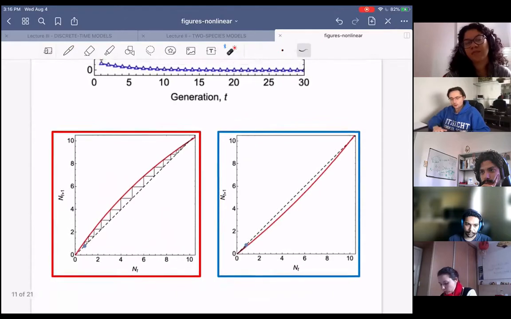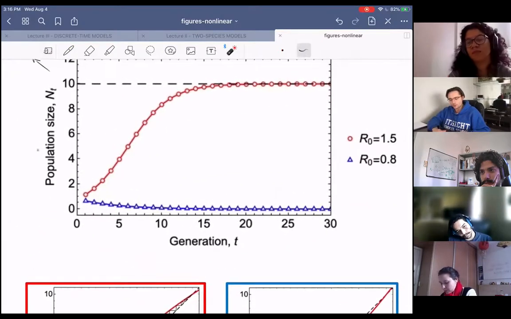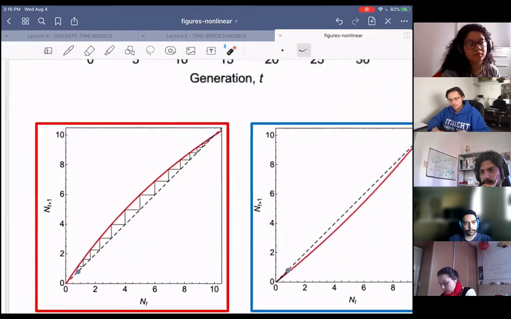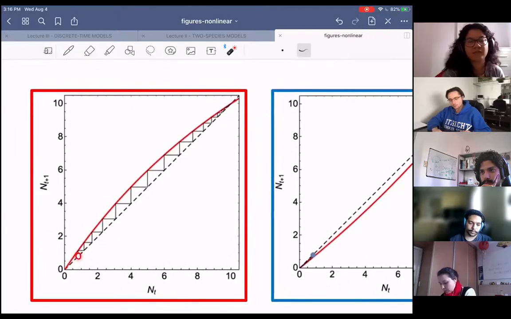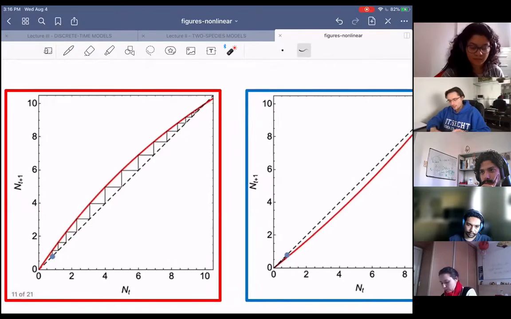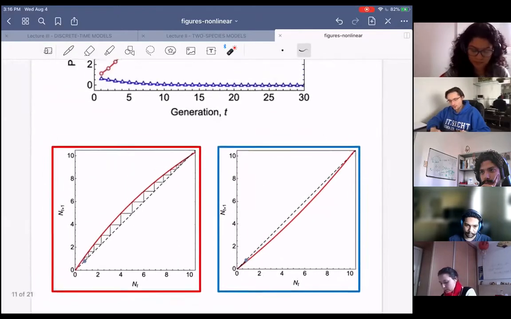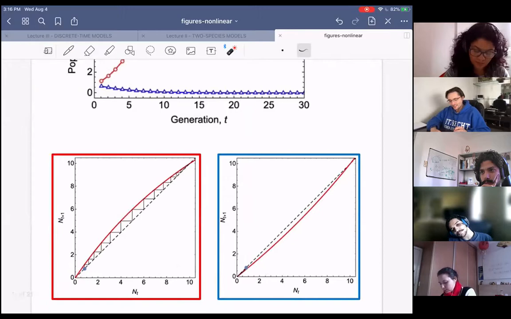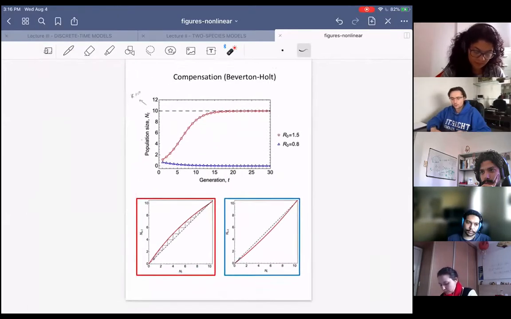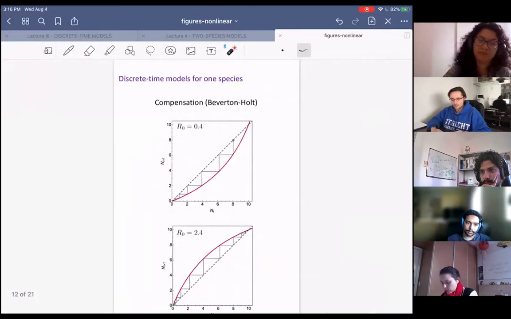How does this look in the cobweb analysis that we drew before? You can see that for the red line, this blue point is my initial condition, and then I go to the 1-to-1 line, up, 1-to-1, up, 1-to-1, and eventually I go to the carrying capacity. Here it is not so clear because I wanted to use the same initial condition, and the scale is terrible to observe this, but basically what you have is the opposite direction in the stairs.